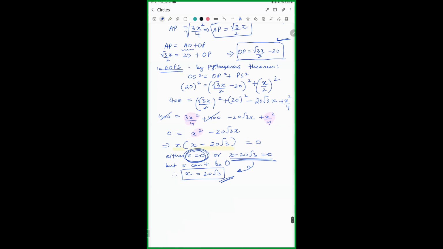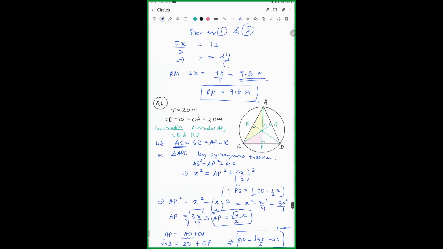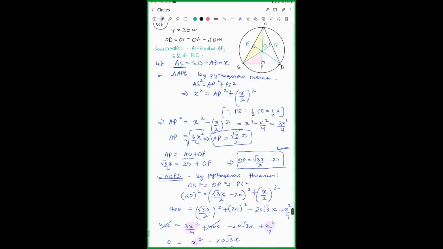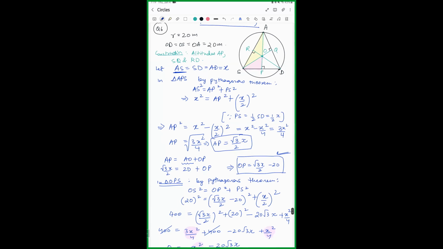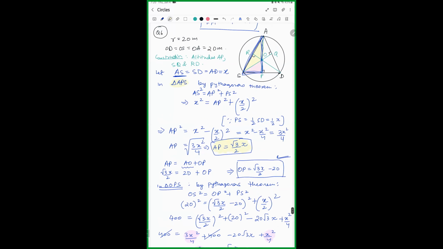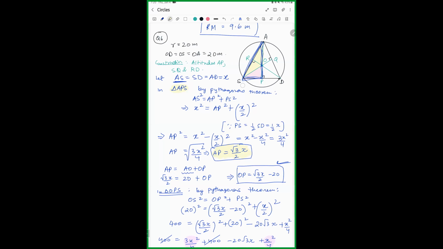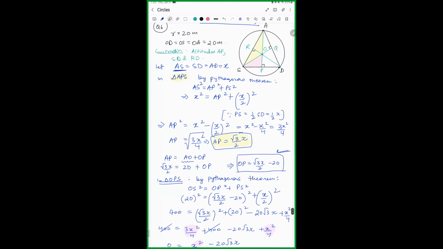So that's the answer. I'm just going to go over this once again. I think the previous one was simpler than this, so we don't need to revise the previous one. But this one we will just recap. So what we did was we took two triangles. The first one we took was the bigger triangle. That was also a right angle triangle. We applied Pythagoras theorem. Okay, in the bigger triangle, we applied the Pythagoras theorem and we came to this. AP is equal to root 3 by 2x. Okay, and then after that, we also saw the fact that AP is AO plus OP. So that's why we wrote it like that, and then we got the value of OP.